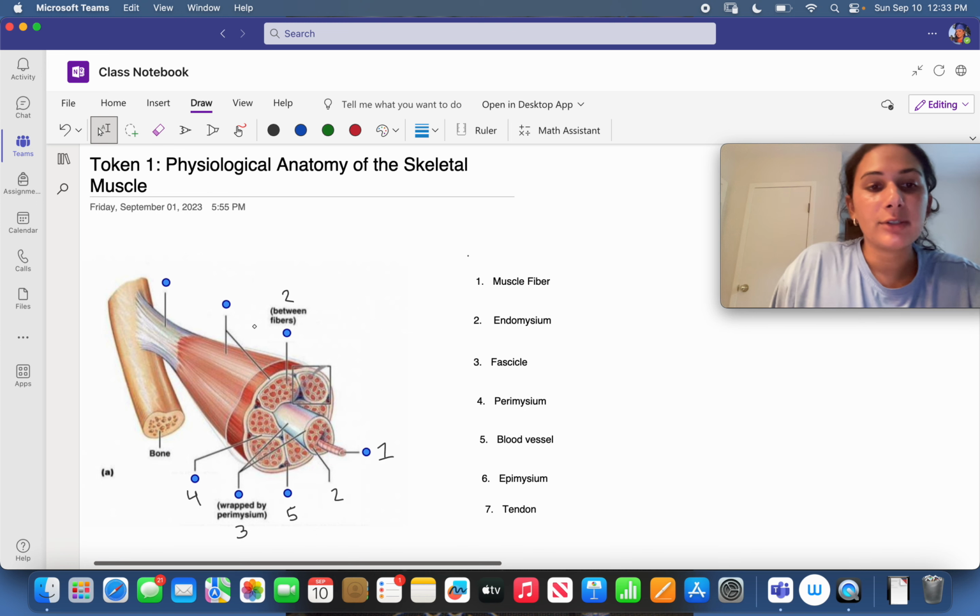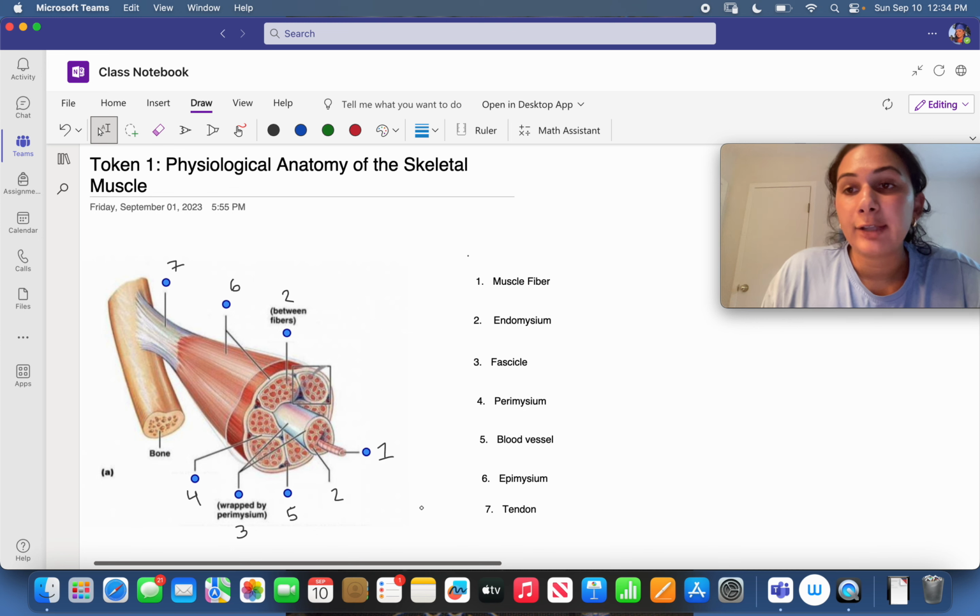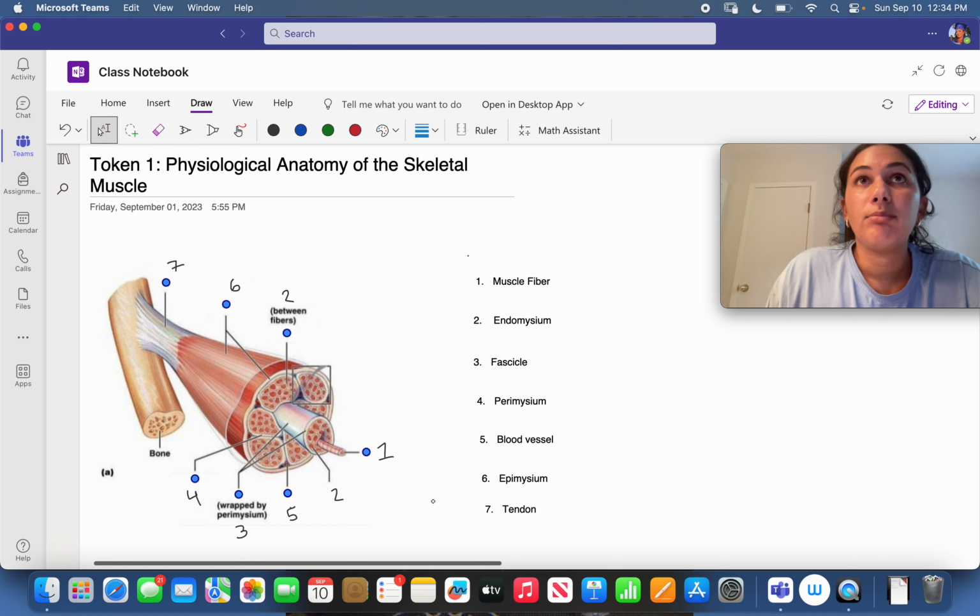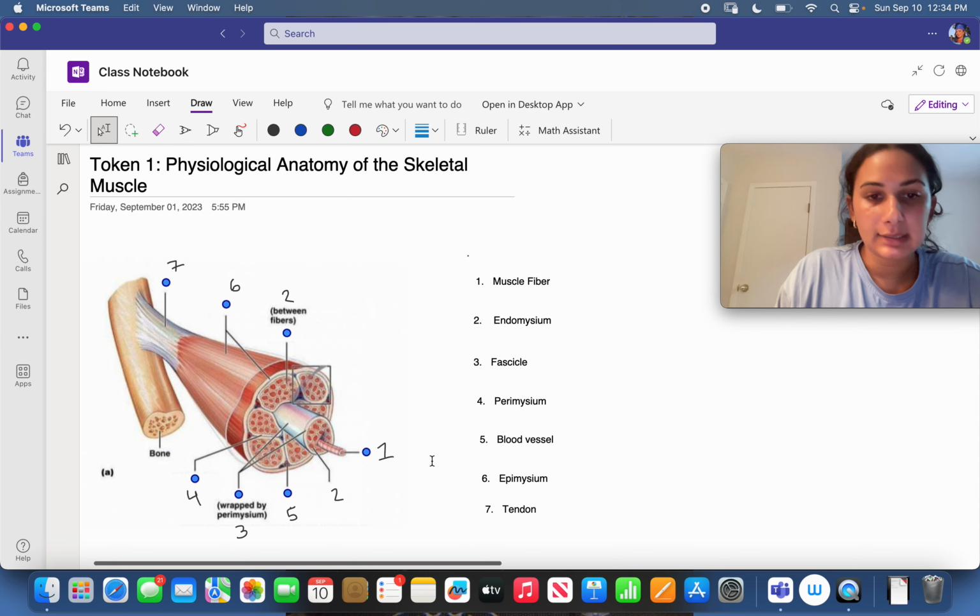Then we're going to have this whole muscle surrounded by epimysium, which is a dense connective tissue that really defines the volume of that muscle. And attaching the muscle to the bone, we're going to have the tendon. The way that I like to think about the tendon is a lever that moves the attached bone when that muscle is contracting or relaxing.